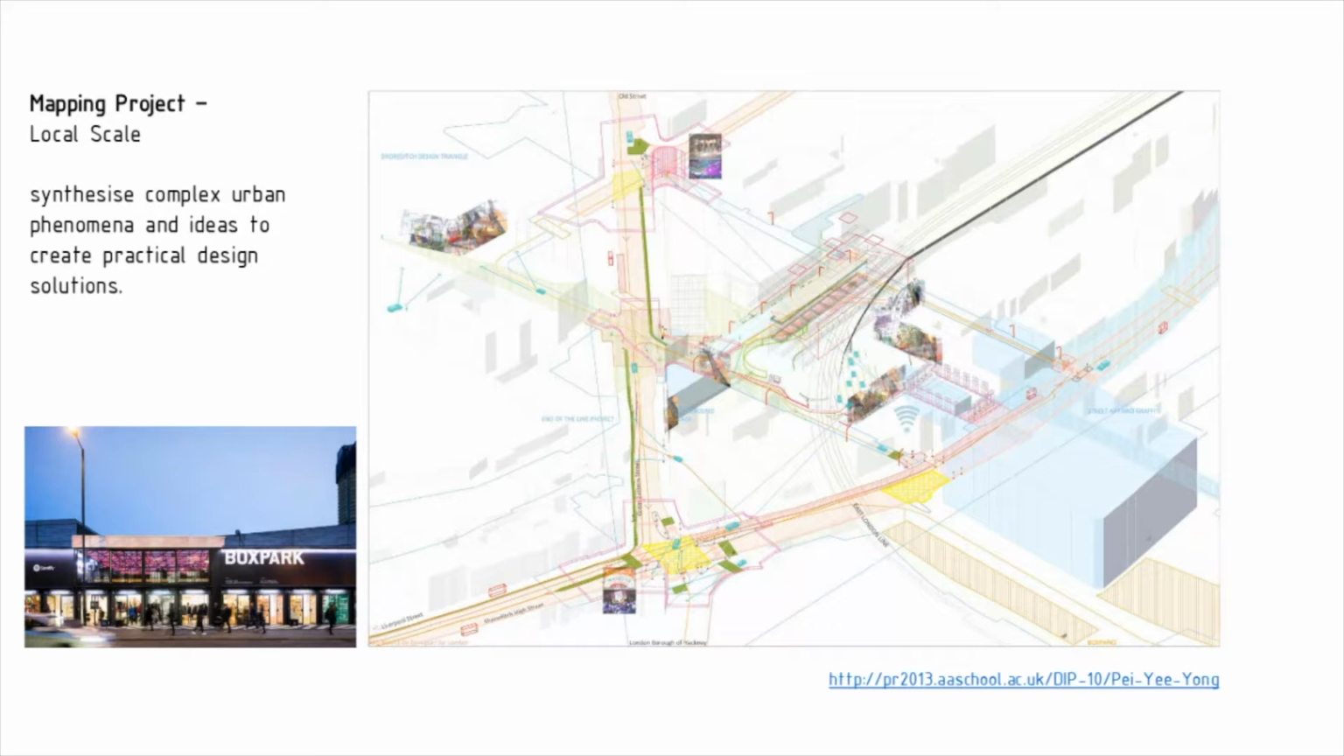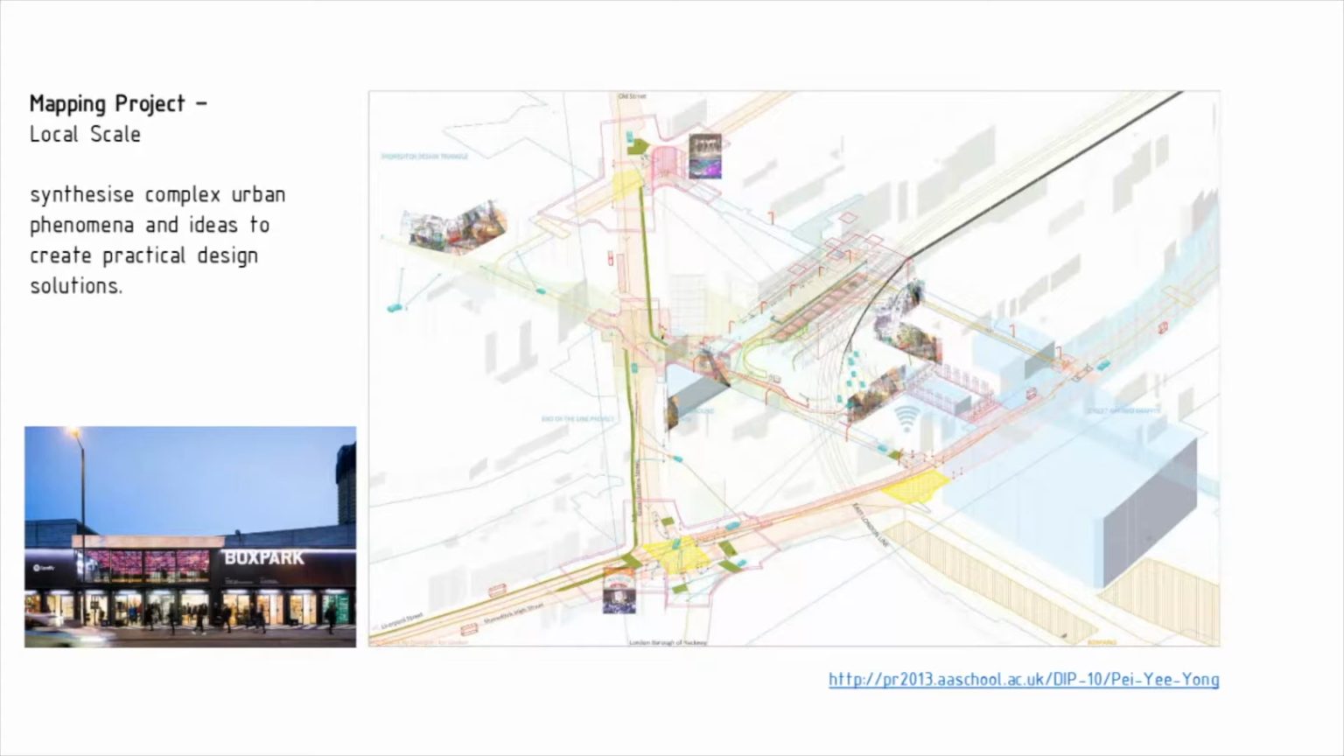So I feel it's always worth looking at local scale mapping. It's an important part of site analysis, which has to synthesize very complex urban phenomena and ideas to create a very practical solution for your projects in a short period. If you can do that, please zoom in to the local scale and investigate what is happening on the site, who is using it, how the traffic works, and how pedestrians navigate through the site.